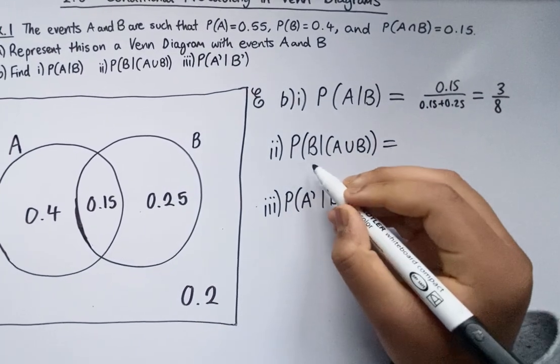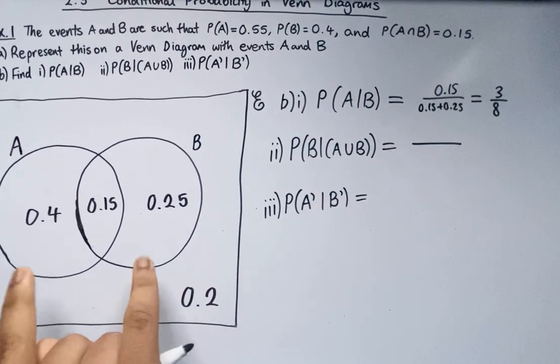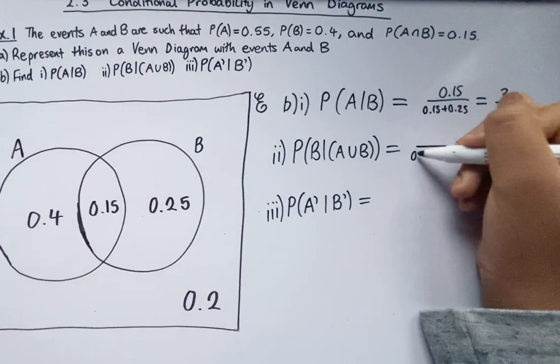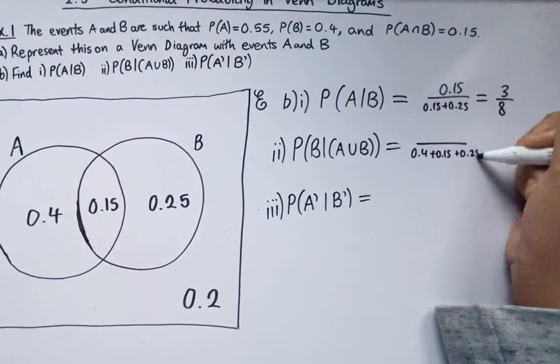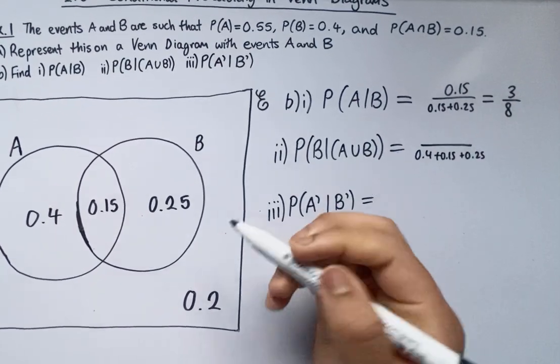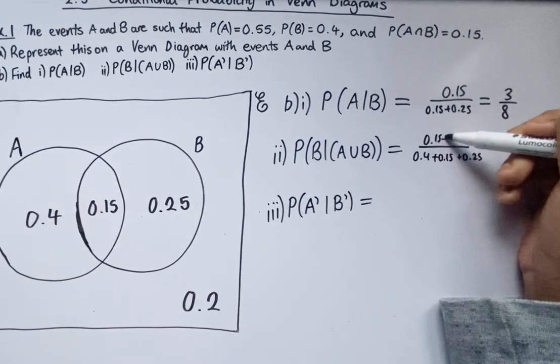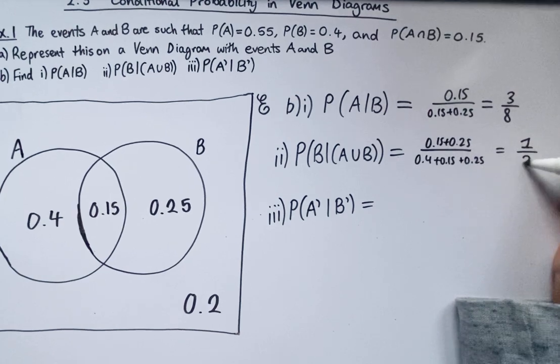For part II, we want B given A or B. Now because we're given A or B, we restrict our sample space to everywhere where A or B happens. So that will be over 0.4 plus 0.15 plus 0.25. And we want the part where B happens, which is both of these. So we'll do 0.15 plus 0.25. And this will give us exactly half.